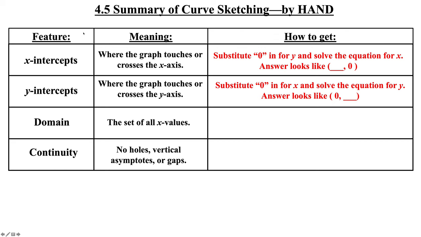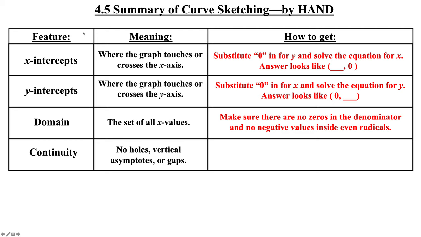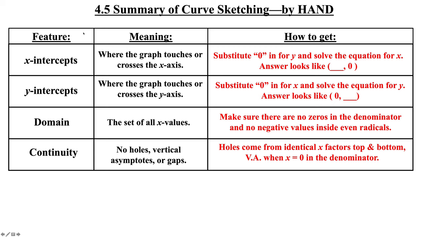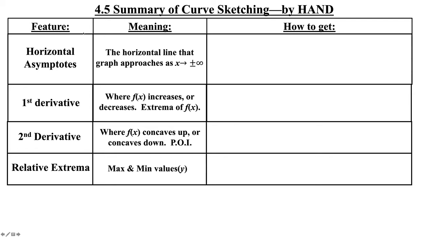The domain is a set of all x values. Make sure that there are no zeros in the denominator and no negative values inside even radicals, because that's going to either give you vertical asymptotes or cut off your domain, values that you can't have. Your continuity, there's no holes, vertical asymptotes, or gaps. Again, holes come from identical x factors, top and bottom of your rational functions, and your vertical asymptotes when x equals 0 in the denominator.